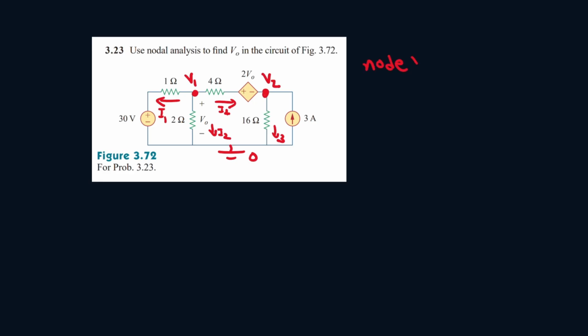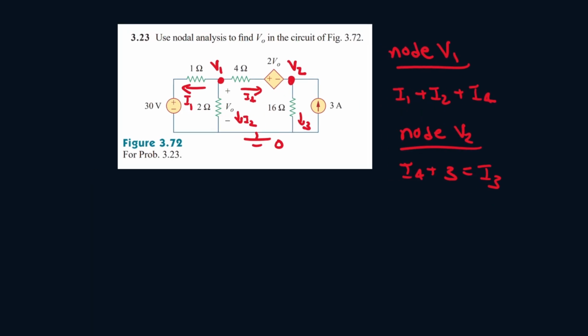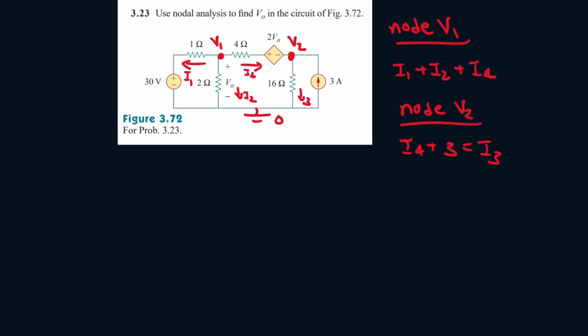For node V1, it's I1 plus I2 plus I4. Node V2, it's I4 plus 3 amps equals I3. And now let's write an equation to represent these I values.